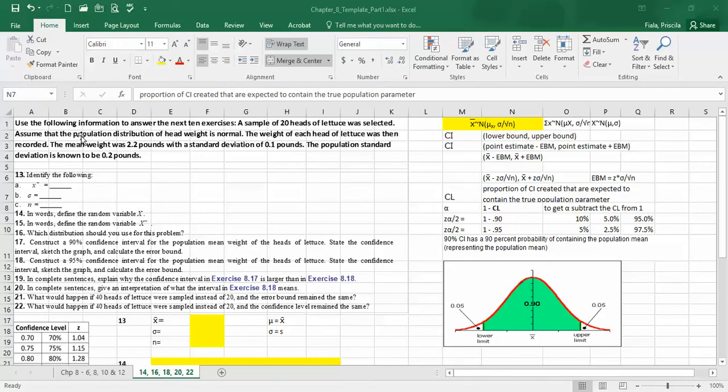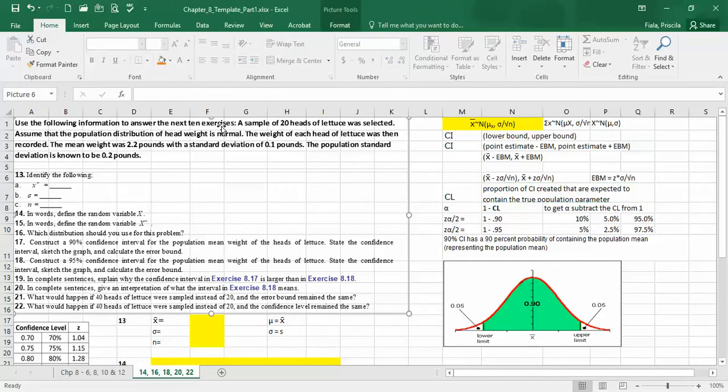Let's start with the problem. Use the following information to answer the next 10 exercises. A sample of 20 heads of lettuce was selected. Assume that the population distribution of head weight is normal. The weight of each head of lettuce was then recorded. The mean weight was 2.2 pounds with a standard deviation of 0.1 pounds, and the population standard deviation is known to be 0.2 pounds.